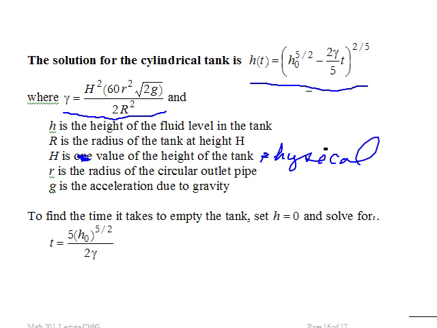To find the time it takes to empty the tank, set h equal to 0 and solve for t. So we can solve for t. T has to be 5 h naught raised to the 5/2 power divided by 2 gamma, and that's how long it will take to empty your conical tank.